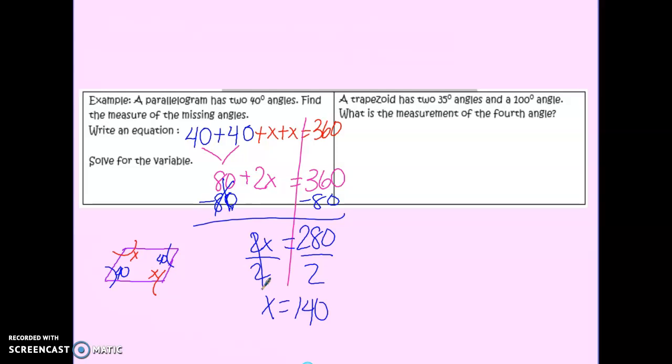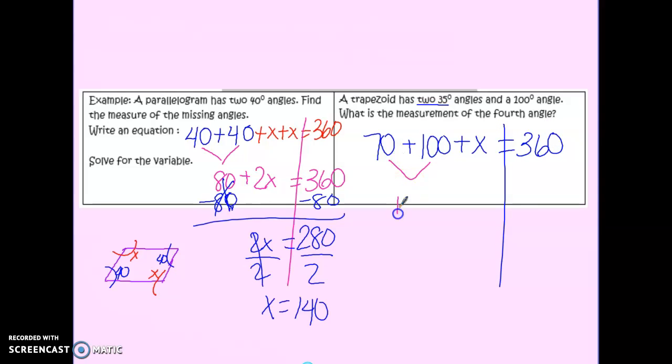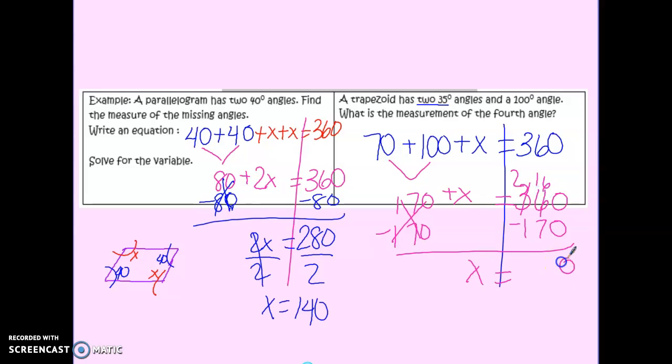Okay. Next one, a trapezoid has two 35-degree angles and a 100-degree angle. What is the measurement of the fourth? So we've got 35 plus 35, which is 70. We've got another one that's 100, and a fourth one that we don't know. So we know it's going to total 360. Okay, combine our like terms: 170 plus x. Subtract. We get 190 degrees.